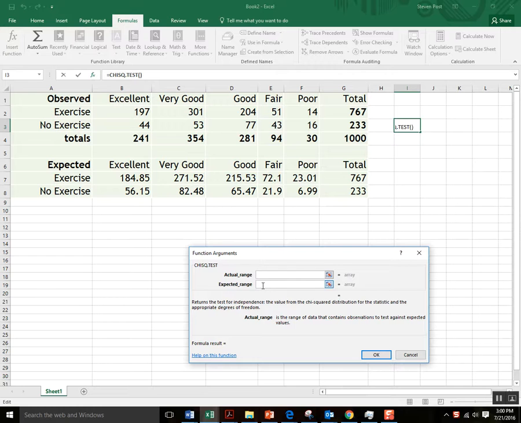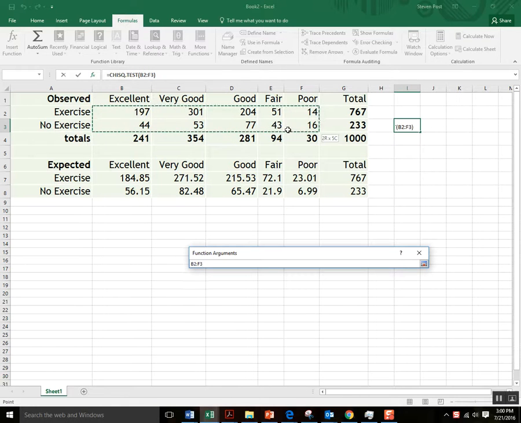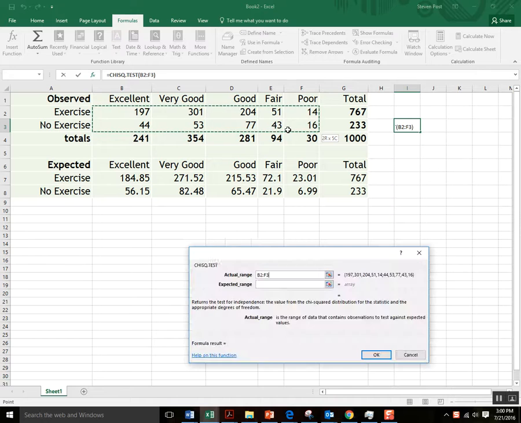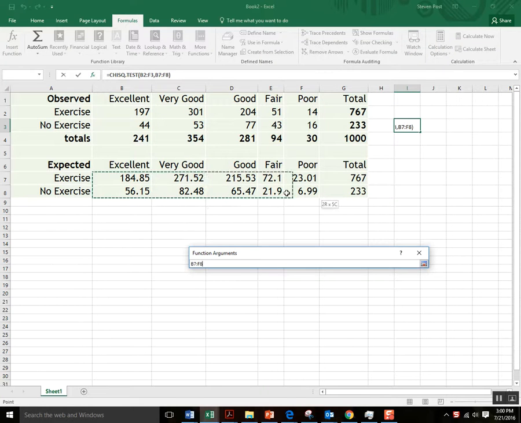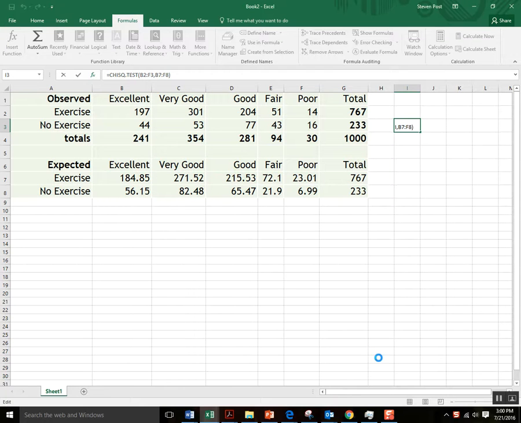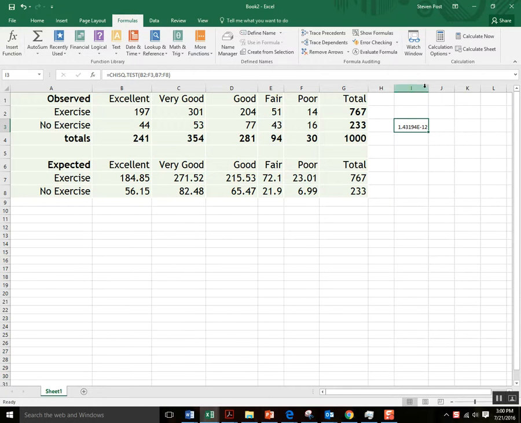And what does it want? It wants to know where the actual numbers are, the observed, and where the expected is. So for the actual, we just highlight the actual numbers. Notice that we do not include totals here, just the data, just the counts. And the expecteds down here. Again, not the totals. And here we can see the p-value. It's 1.4, and this e negative 12, that's Excel's way of saying times 10 to the negative 12. It's a tiny, tiny number. It's like 1.5 out of a trillion. It's nothing. So there's just basically no chance this could happen if there was no relationship between health and whether or not someone had exercised.